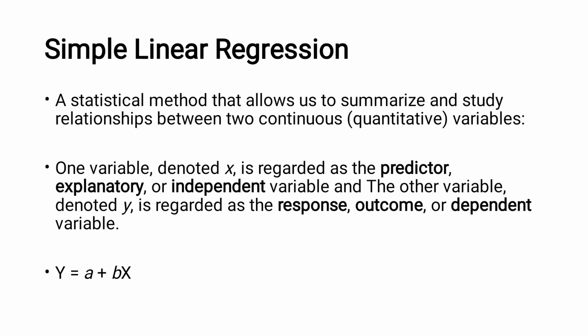If we are summarizing the study results, and the study relationship between two continuous quantitative variables, that we will use simple linear regression, that is denoted by y = a + bx. One variable denoted by x is regarded as predictor, explanatory or independent variable, and other variable that is denoted by y is regarded as response, outcome or dependent variable.